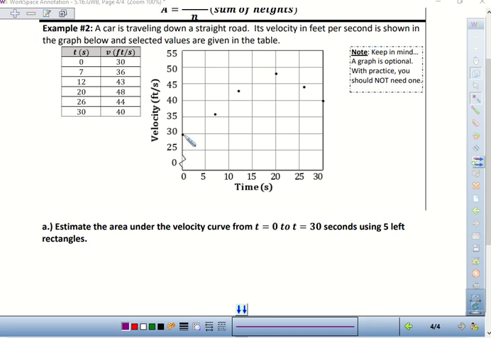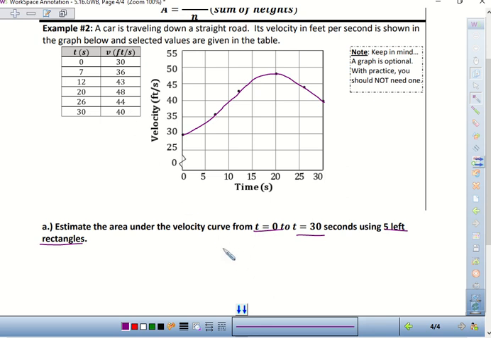Step 1 is I'm going to connect this curve. It just helps me visualize what's happening. And then we're going to break it up. It says estimate the area under the curve from 0 to 5 using 5 left rectangles. So they didn't say evenly distributed. So I know I'm going to be working with the data values they give me.